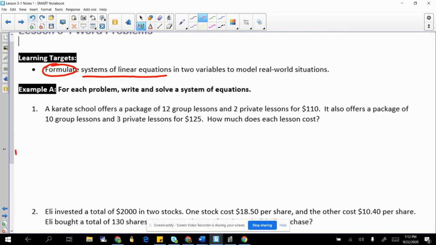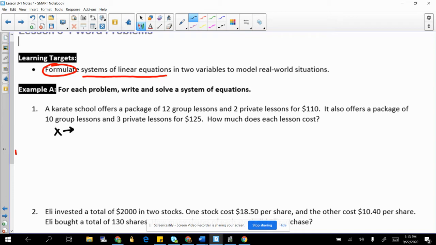It says here, a karate school offers a package of 12 group lessons and 2 private lessons for $110. It also offers a package of 10 group lessons and 3 private lessons for $125. How much does each lesson cost? Okay, wonderful. So first thing we're going to want to do here, and it says for each problem, write and solve a system of equations. So let's go ahead and write what x and y are going to represent here.